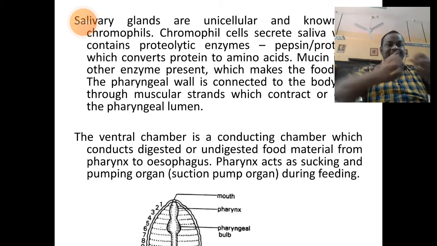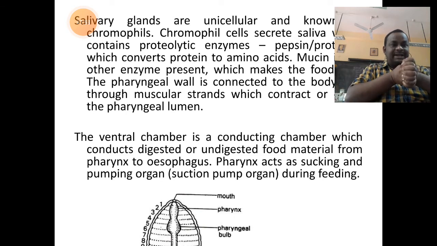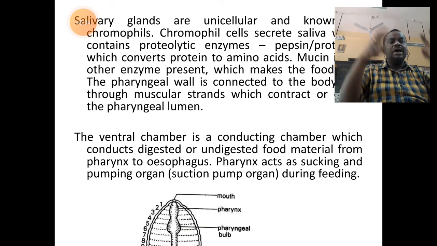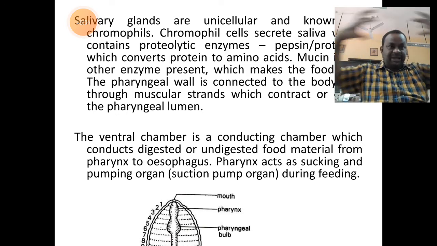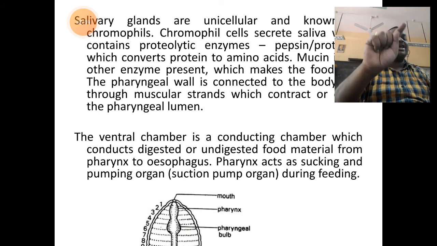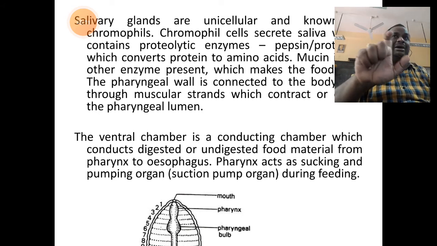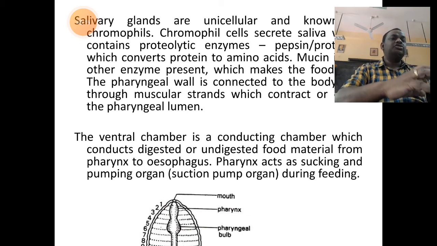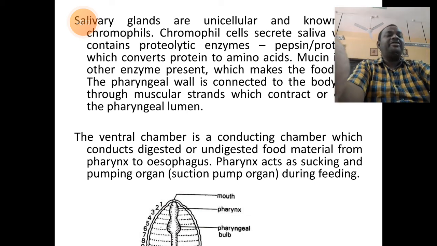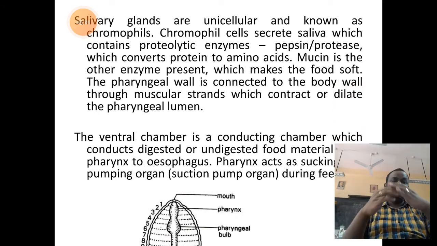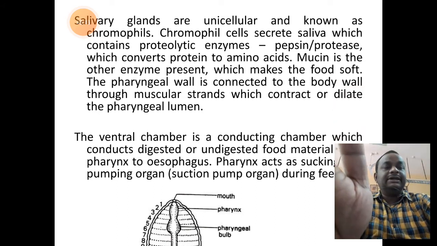So, it creates a pressure. When the pharynx muscles contract, it will create a pressure on the upper part of the buccal cavity. The buccal cavity becomes wider and takes in the food. So, it is an organ which can be used as a suction pumping organ during feeding. Hence, the pharynx is called the most effective organ of the digestive system in the earthworm.